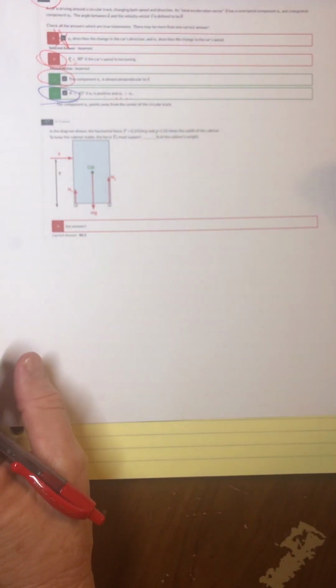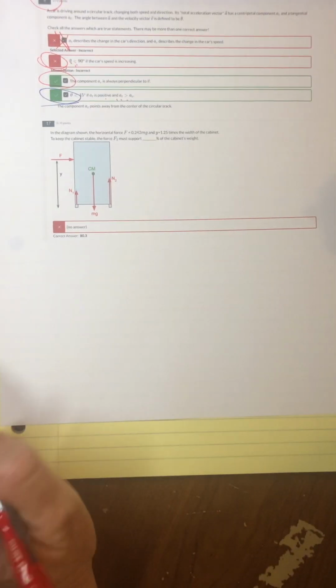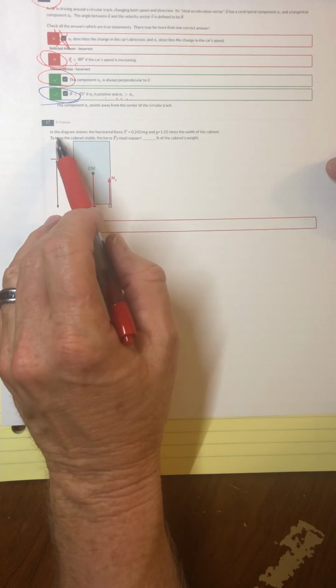Okay, class, let's do my last question, at least from this email, on some of the review here. It says here in this diagram, I guess it's number 17. I should mark that. Okay, 17.